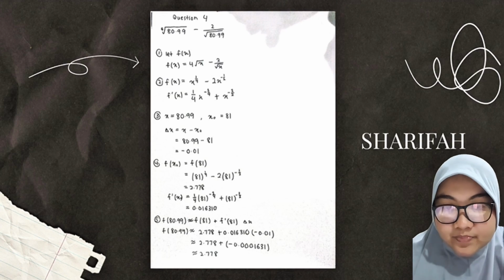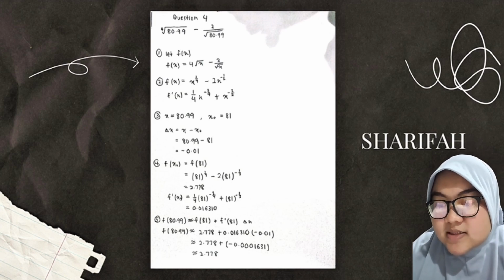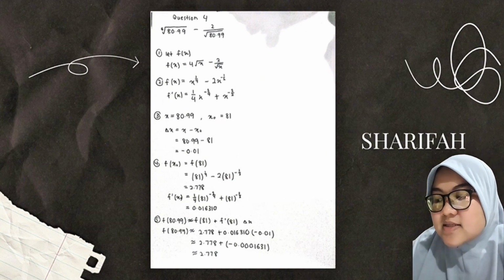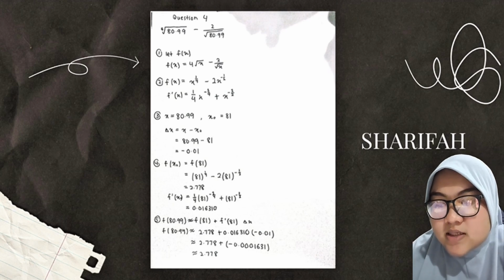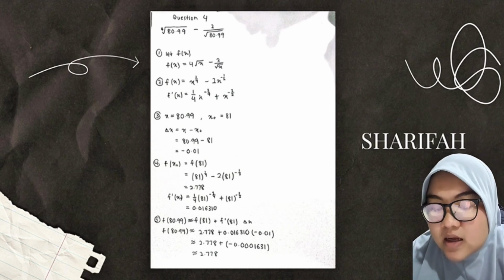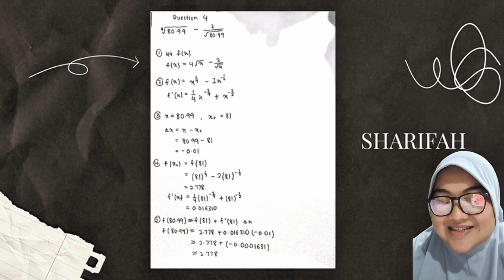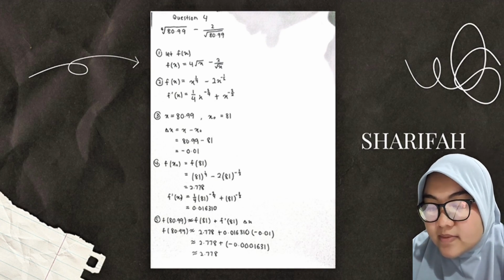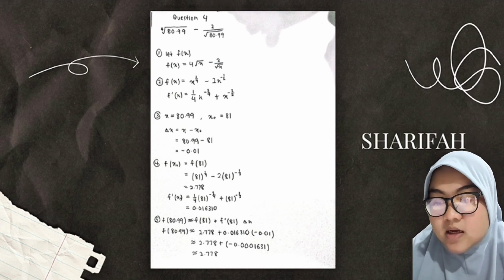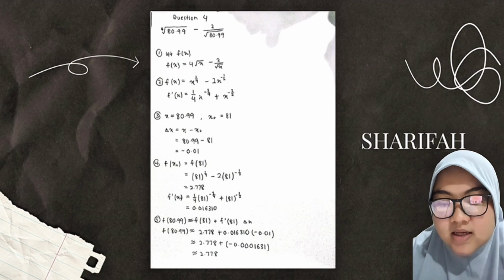And step number 4, substitute the x naught into the function, and then we got the answer is 2.77x. Next, substitute into the derivative of the function to find f prime x naught, and we got the answer is 0.016310. And then for the last step, which is step number 5, we substitute the answers we got into the formula of linear approximation, which is f(x) approximately equal to f(x naught) plus f prime(x naught) times delta x.